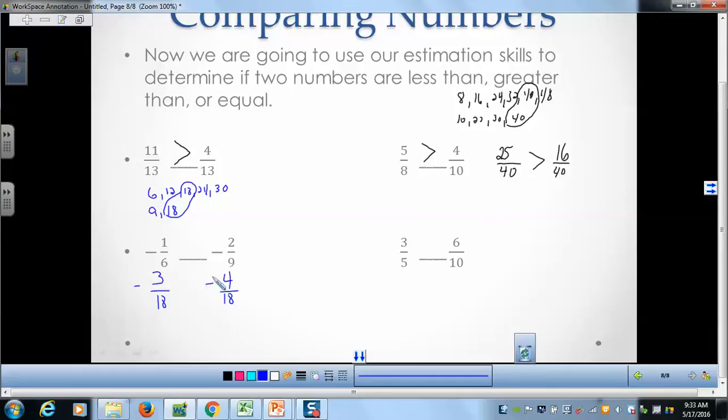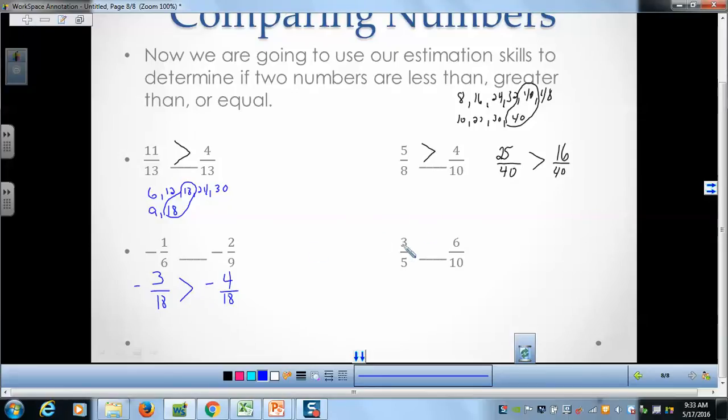Okay, now here's the key. The bigger the negative number, the smaller it is. So it's actually going to be less than. So -4/18 is the bigger number, so it's going to be less than -3/18.